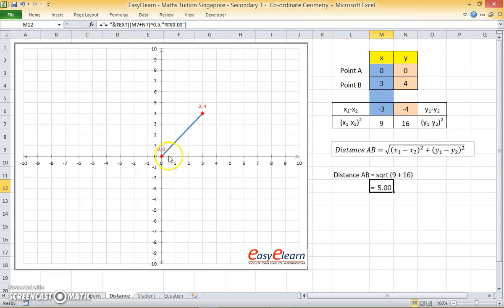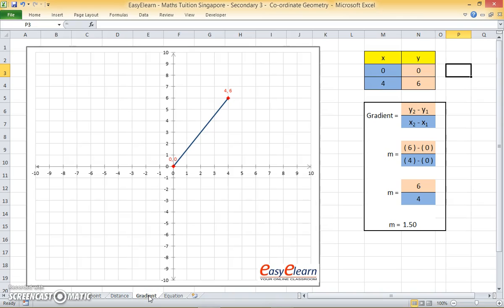That means this distance is 3 and this distance is 4 and this is the hypotenuse, that is 5. So the distance between 2 points is (x1 minus x2) whole squared plus (y1 minus y2) whole squared. For the final answer, take the square root. Let's change these numbers to see another calculation, for example, (-4, -6) to (3, 4). The distance is 12.21. So the distance is calculated through this formula.